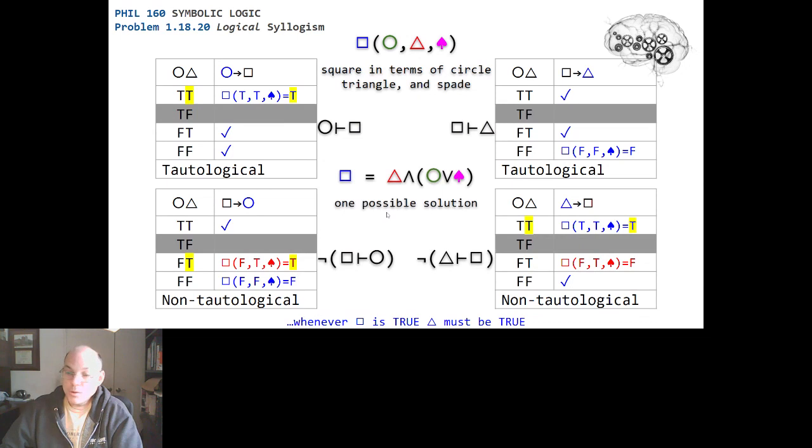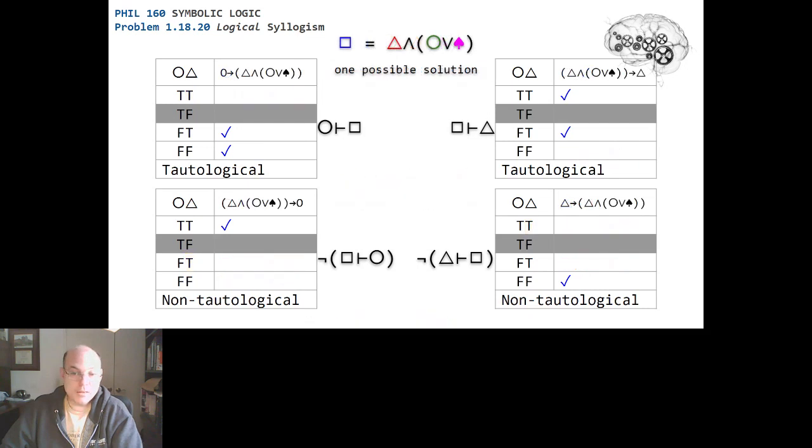So we propose one possible solution, which is the sentence where square is triangle and either circle or spade. And you can see that with this conjunction here, that drives this triangle to be true whenever square is true. Now what we can do is feed our candidate square solution back into each of the tables and test the open interpretations and see if it works for us.